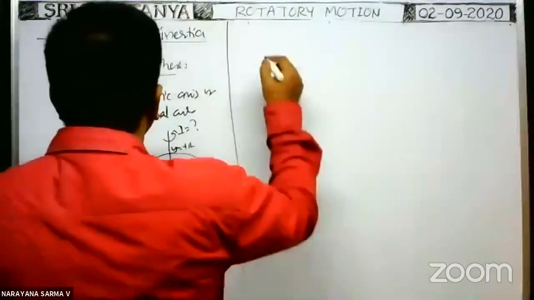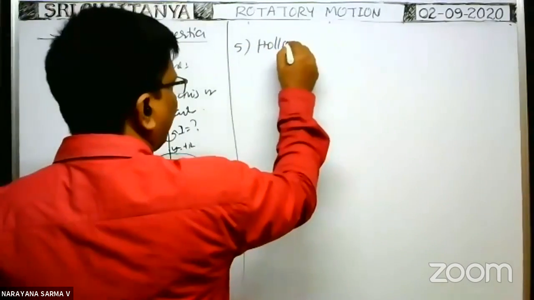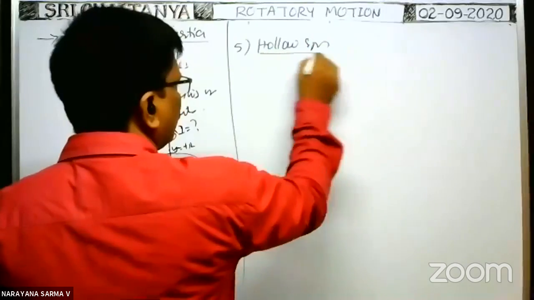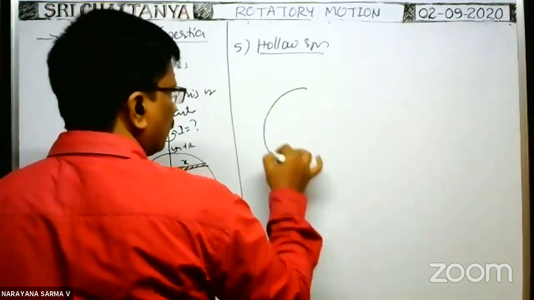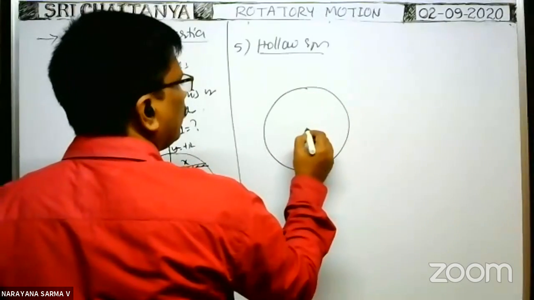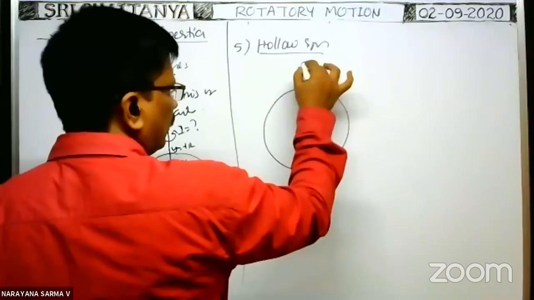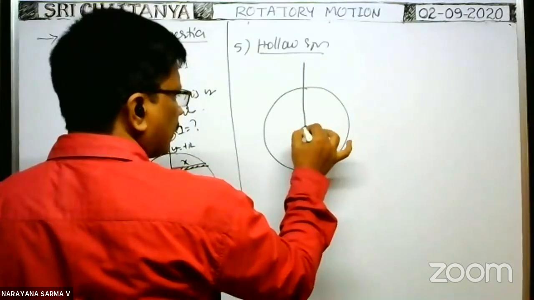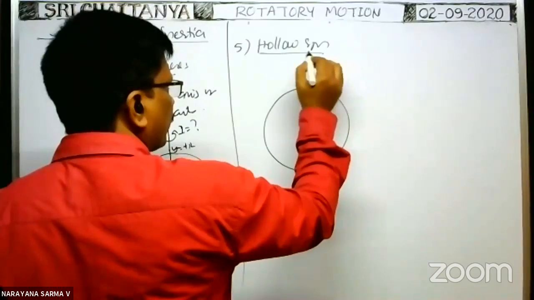Next, the fifth one, hollow sphere. The diagram is the same. In case of a hollow sphere, about the diametric axis, what is the moment of inertia? This is the hollow sphere, and we take an axis passing through the center. Whatever the line passing through the center, that is the natural axis or diametric axis. About this axis, the moment of inertia is say I.